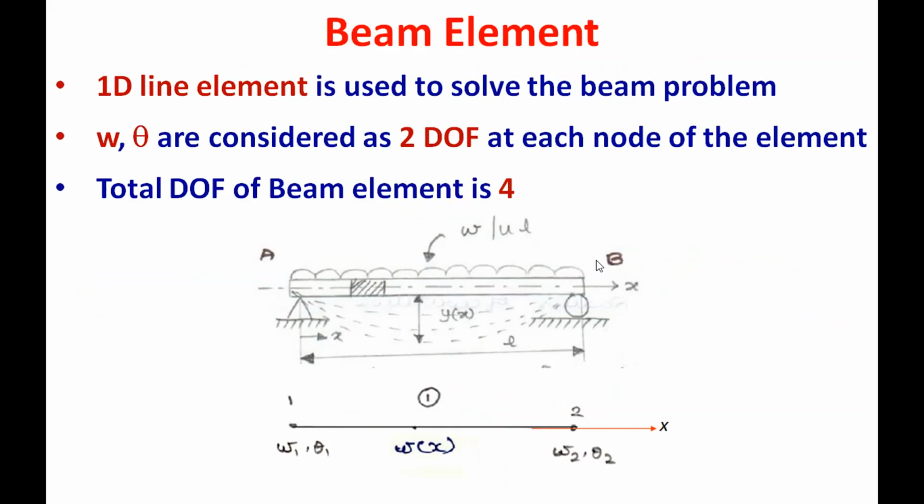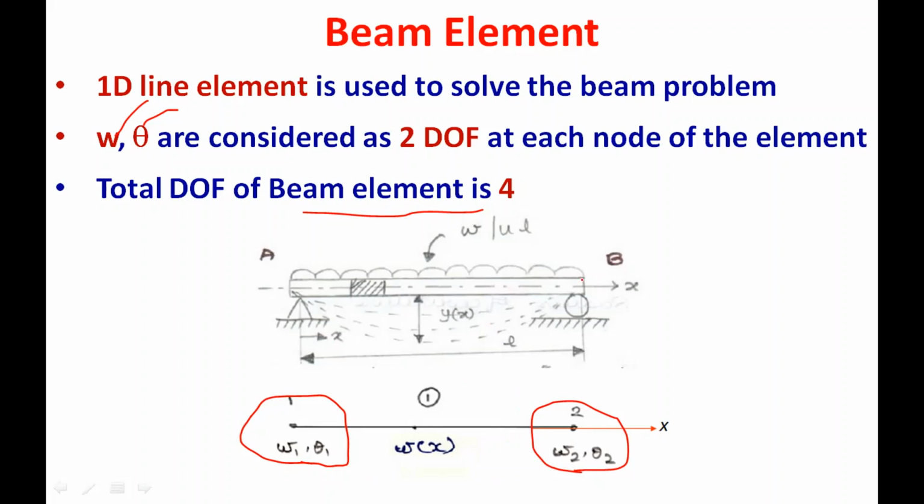For solving the beam problem, we are using a one-dimensional line element only, but the difference is we are using 2 degrees of freedom at each node, because for complete definition of a beam, we need a minimum of 2 degrees of freedom, W and theta, where W is displacement and theta is the slope of this beam. So the total degree of freedom for any beam element is going to be 4. So at each node we have 2 degrees of freedom.